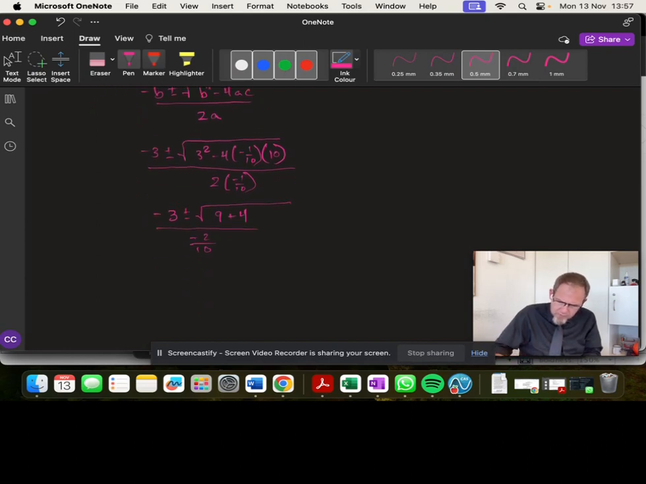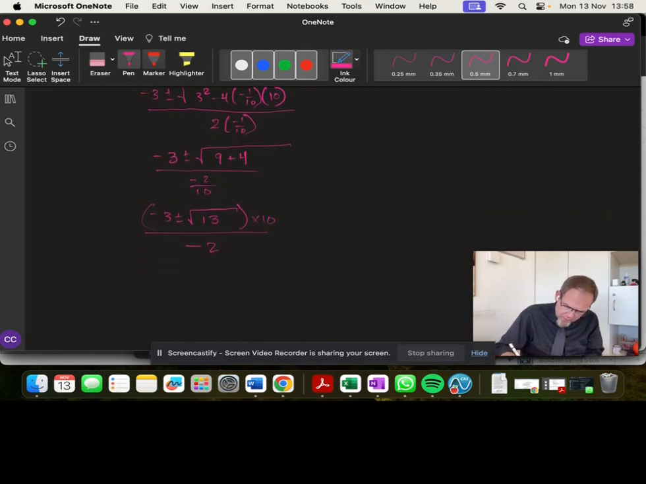so negative 2/10. Trying to simplify this as much as I possibly can, I get negative 3 plus or minus the square root of 13, and all of this is going to be times 10 over negative 2, and I can further simplify that, so I can get rid of my negatives, so I would have 30 plus or minus 10 square roots of 13 all over 2. Now we just got to evaluate what that is.